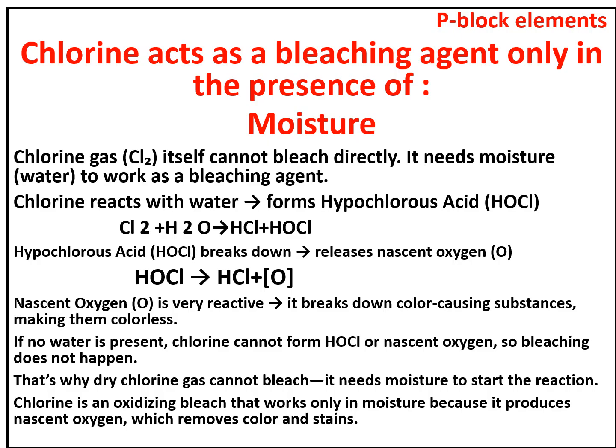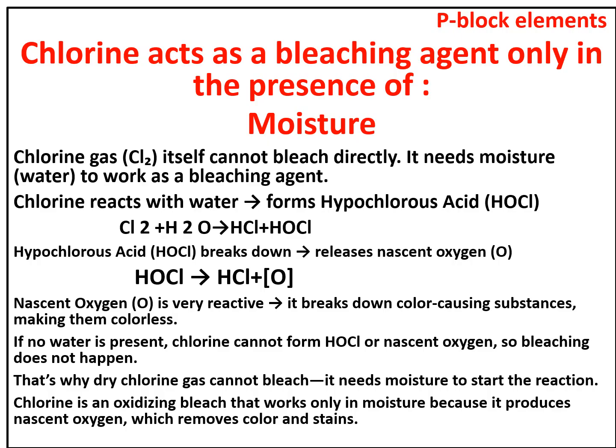Hypochlorous acid, HOCl, breaks down to release nascent oxygen, O, where the equation is HOCl gives rise to HCl plus O. Nascent oxygen, O, is very reactive and breaks down color-causing substances, making them colorless.